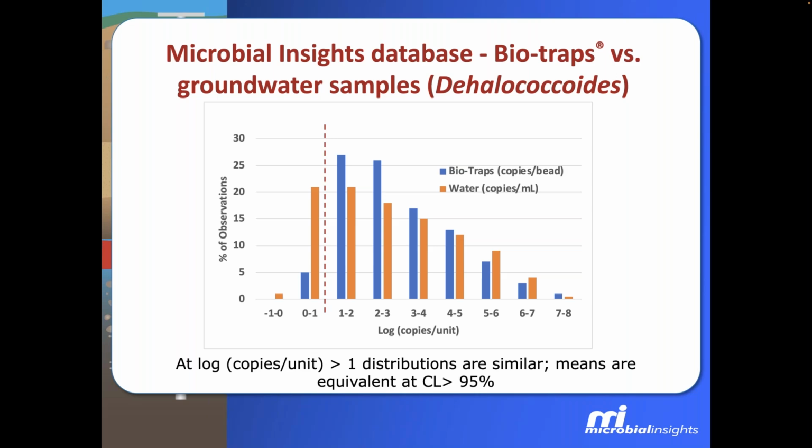However, things are different at concentrations below a log of 1. And why is that? We believe that the reason, as you can see here, is that in the 0 to 1 range, you're seeing higher concentrations in water than you are in biotraps. That's because at these very low concentrations, the microorganisms are not rapidly growing and reproducing. In fact, they're rather stagnant. Therefore, they show up in water samples, but they don't show up as well in biotrap samples because there's lesser growth going on.